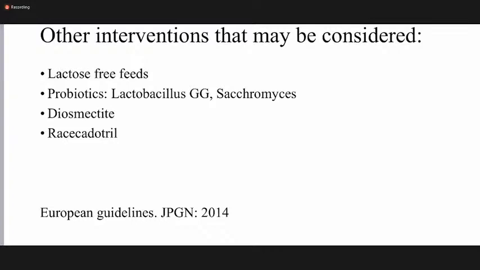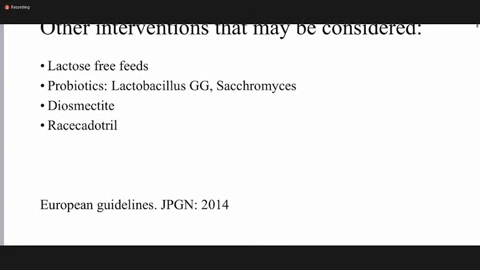And other interventions would include lactose-free feed. So remember, we talked about the lactase enzyme is the one that's destroyed. It's at the tip of the villi. So if you give lactose-free foods, then they're better absorbed. There are the medications, diosmectite and racecadotril, that also have been listed as possible interventions, but those are not under the World Health Organization guidelines. Next.